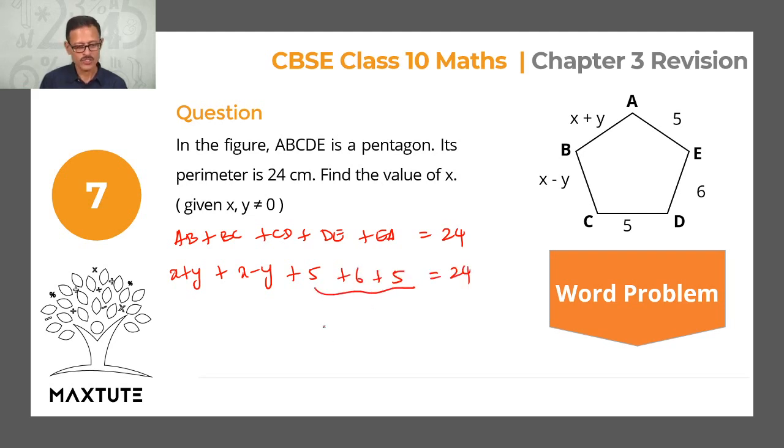I'm going to club all of these first. This is 10 plus 6, 16. So on the right hand side, it's going to become 24 minus 16. You've taken all of this to the right hand side. y and minus y will get cancelled to leave us with 2x on the left hand side. 2x is equal to 8, x is equal to 4, which is what we needed to find.